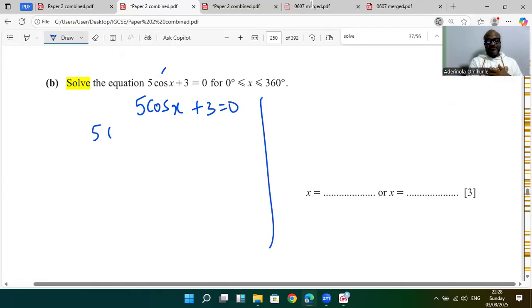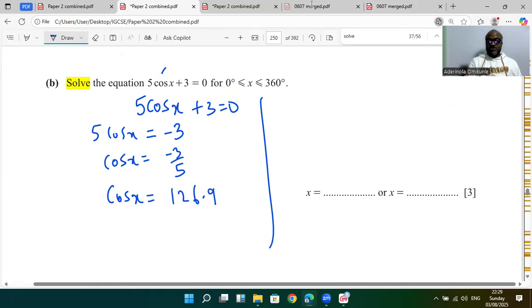So that gives us 5 cos x is negative 3. So cos x is negative 3 over 5. Again, we'll do cos inverse of that. Shift cos of negative 3 divided by 5, and that gives me 126.9. Okay. And then we said, if it is cosine, what we are doing is 360 minus the first angle.